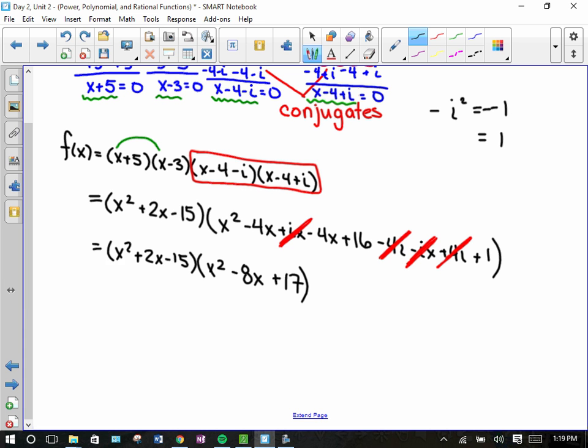So here's a way to remember a shortcut. I don't want to say always, but if you see x minus 4 minus i and x minus 4 plus i, when you multiply conjugates like this, it is going to be x times x, then whatever this is, multiply that by 2, then square that and add 1.